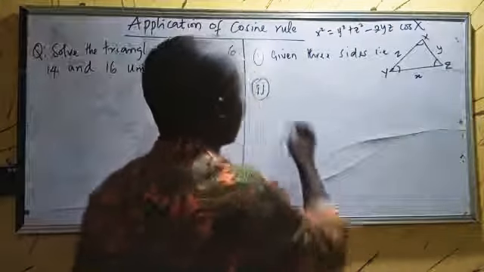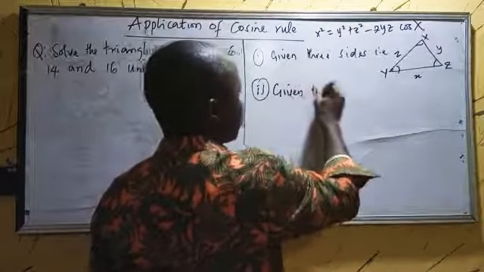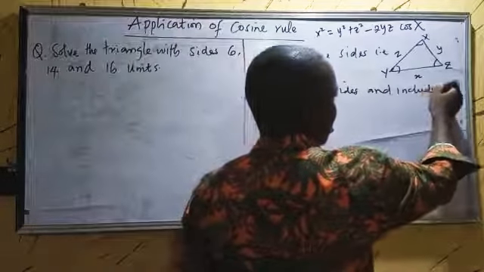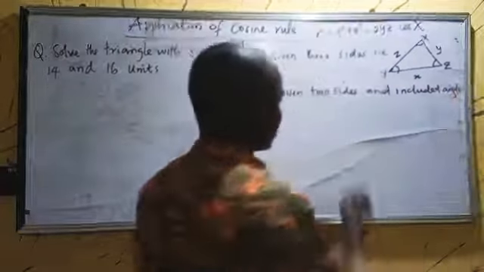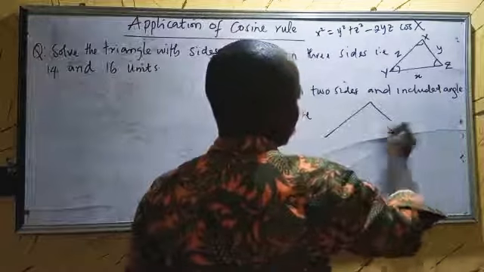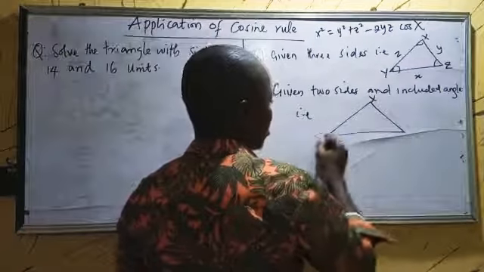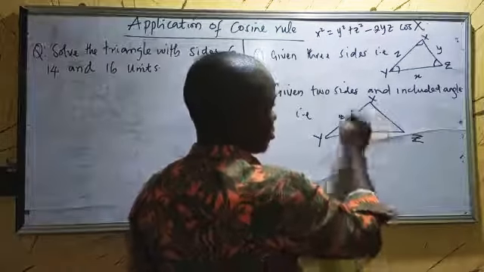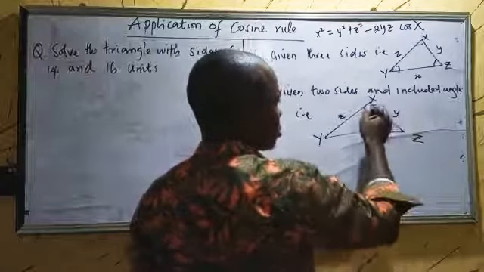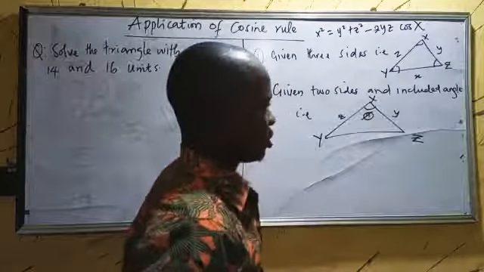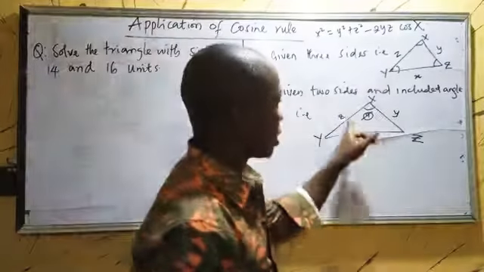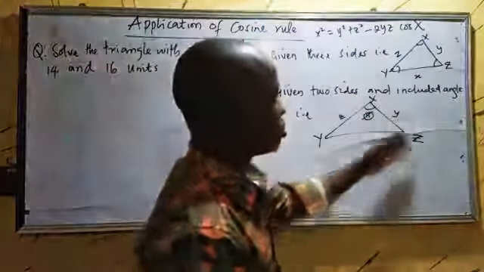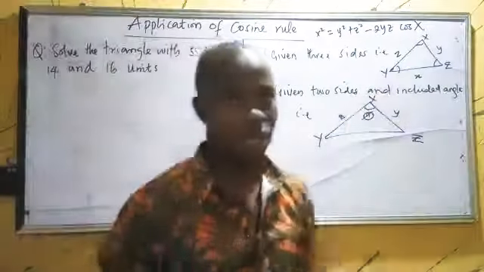The second one is when two sides and the included angle are given. Let me say we have a rough sketch again. We have x, we have y, then we have z, understand? Let's say you are given the size of this side, and you are given the side of this one also, and you are given this theta. So you are not given the third side, but you are given two sides, then the angle between the two sides. We still use this cosine rule to solve, understand?